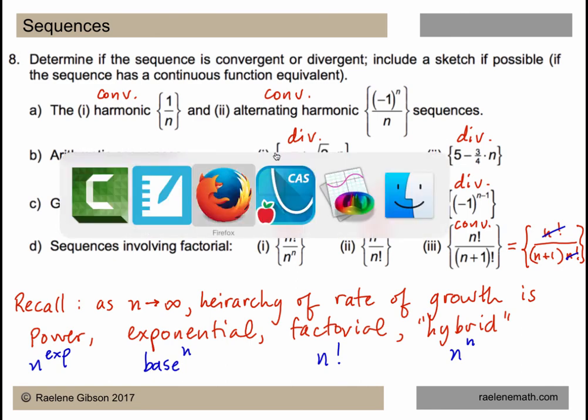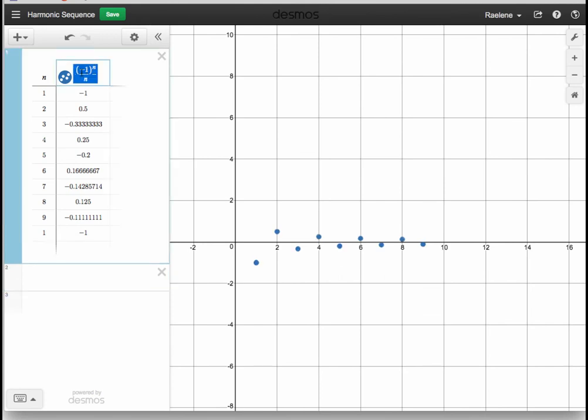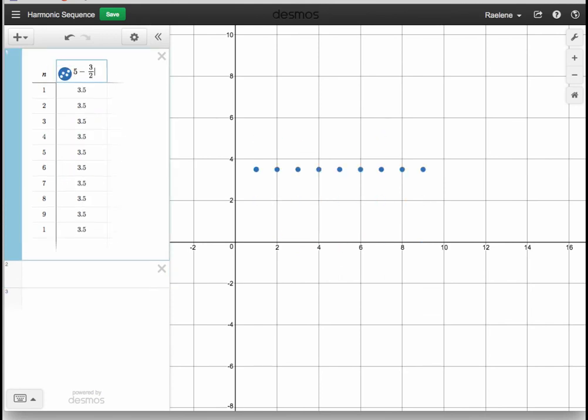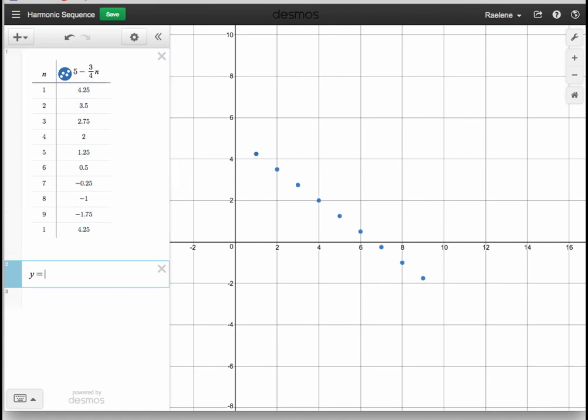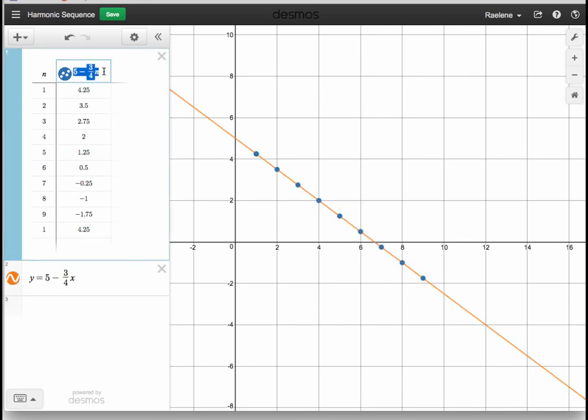If we go to Desmos and we want to plot the 5 minus 3/4 n sequence, this is a sequence of points that lie on a line. And so it's related to the linear function y equals 5 minus 3/4 x, where the 5 is the y-intercept and the slope is the -3/4. So because a linear function is one-to-one, it never turns around, it only ever increases or decreases, we are not going to get a horizontal asymptote, and therefore the limit of the sequence nth term will not exist. And so that sequence diverges.